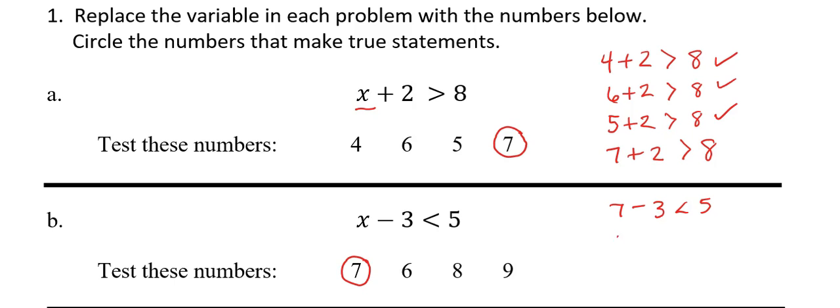Now let's try the 6. 6 minus 3 is less than 5. 6 minus 3 is 3. 3 is less than 5, so 6 works in the statement. How about 8 minus 3 is less than 5? Well, 8 minus 3 equals 5, but it's not less than 5, so that does not work. And since 8 doesn't work, I know that 9 is not going to work either, because if I subtract 3 from 8, and it's not less than 5, then subtracting 3 from 9 would give me another number that's not less than 5. So 7 and 6 are the numbers that work in this statement.